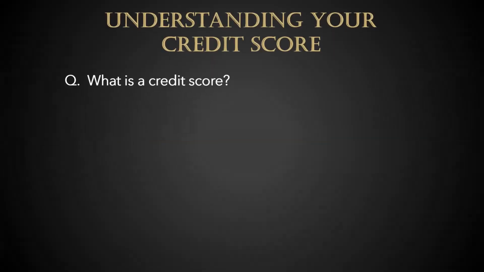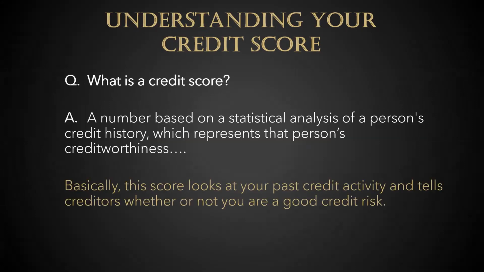Understanding your credit score. What is a credit score? The dictionary definition is a number based on a statistical analysis of a person's credit history, which represents that person's credit worthiness. So basically, this is a score that looks at your past credit activity and it tells the creditors how good you are with your money. Do you pay your bills? Are you a good credit risk? Should they allow you to borrow that money?